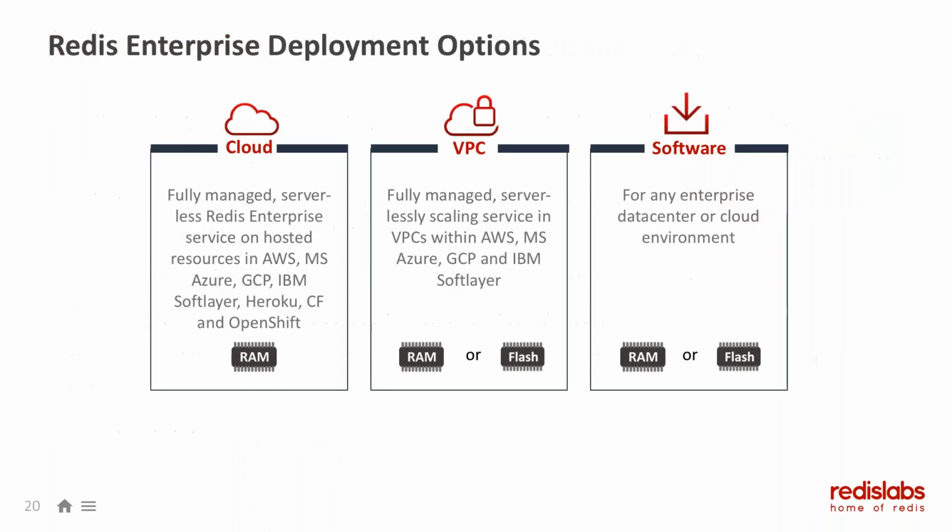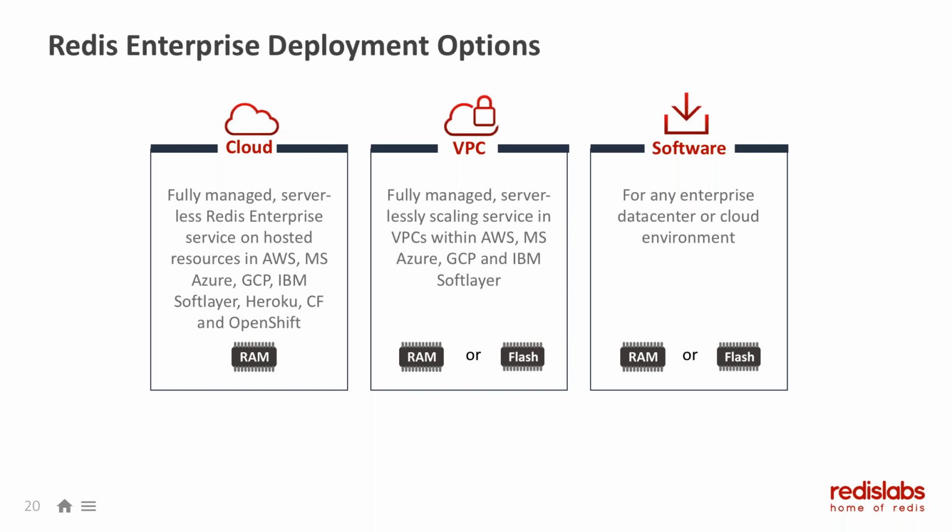So with Redis Enterprise, which is the enterprise-grade deployment, we have 3 models. We have a cloud, which is fully managed and serverless. It's hosted on basically any cloud out there: AWS, Azure, GCP, SoftLayer, Heroku, Cloud Foundry, OpenShift. And then we have VPC, which is a fully managed service that is based on your particular infrastructure that you set aside. We manage it for you. And then we have software, where if you want to have an on-premises deployment or you want to have full control over everything, then we provide you the license for the software, and then you install it, and we can help you with that, but certainly you can do whatever you want to with it.